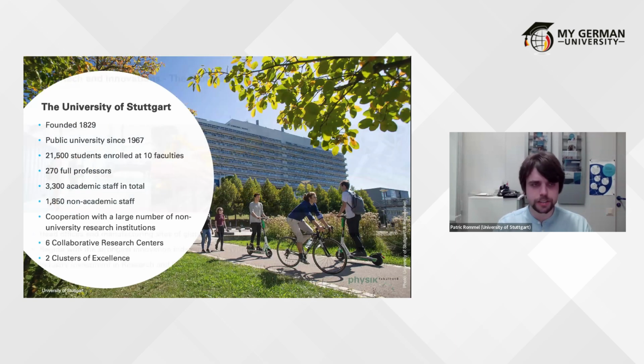Okay, a little bit about the University of Stuttgart. In one form or another, it has been around since 1829. In its current form as a public university, it has existed since 1967. We have roughly 20,000 students at 10 faculties, 270 full professors, thousands of academic staff. And I also want to emphasize a lot of cooperation with local non-university research institutions, like the Fraunhofer Institute or the Max Planck Institutes.